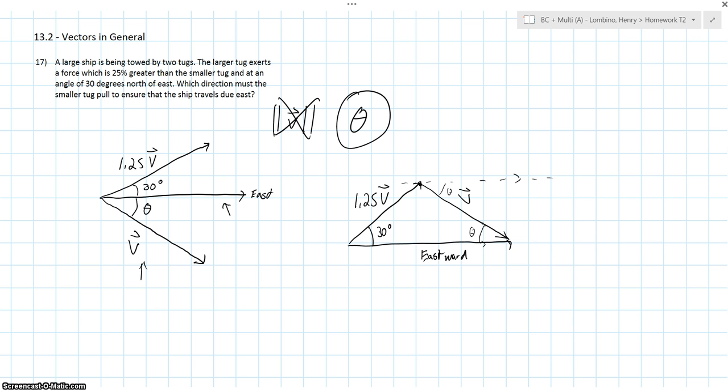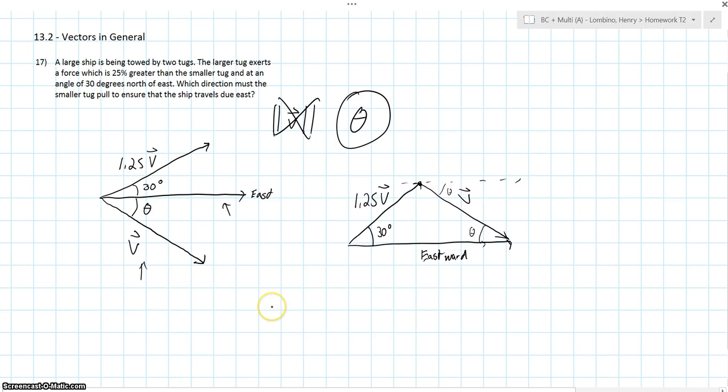So now what we have here is a nice triangle, which we can use our triangle knowledge to solve this problem. I love using triangle knowledge, don't you? Alright, so let's solve this. Okay, so the way we're going to solve this is we're going to use the law of sines.